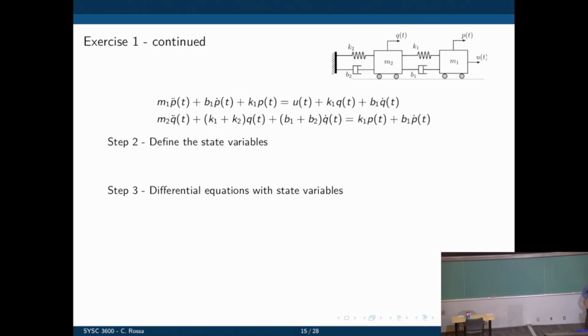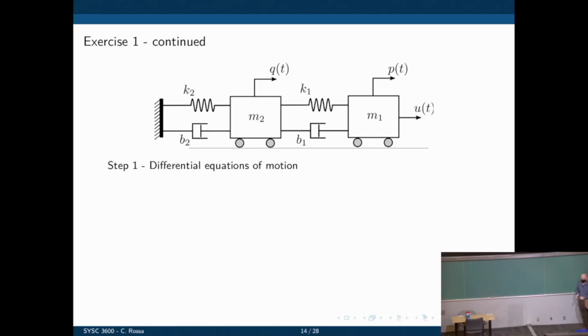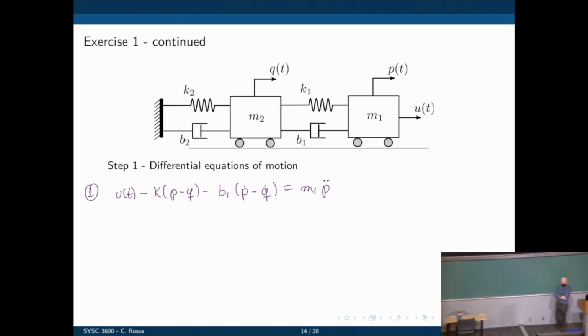Let me see. Okay, we'll come to that later. So let's start by writing the differential equations of motion here. Let's start with mass 1. I'm going to skip the free body diagram because I think at this point this is trivial. I would hope that this is trivial, and I already made a mistake on my trivial equation. u minus K1(P minus Q) minus B1(P dot minus Q dot) equals M1 P double dot. That's the equation for the first mass.